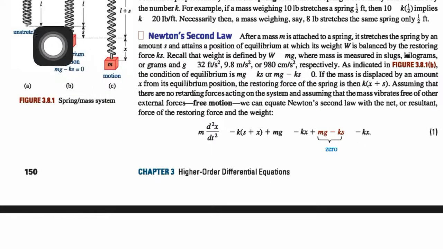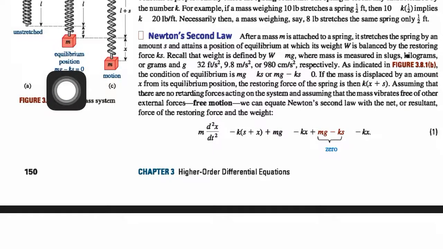Which means here is the spring and I am attaching a mass m to that spring. So now this mass stretches the spring by an amount s. As you can see, this is the s. So this spring is stretched by an amount s, and this is the equilibrium position where the weight is equal to the restoring force, that is equal to ks.